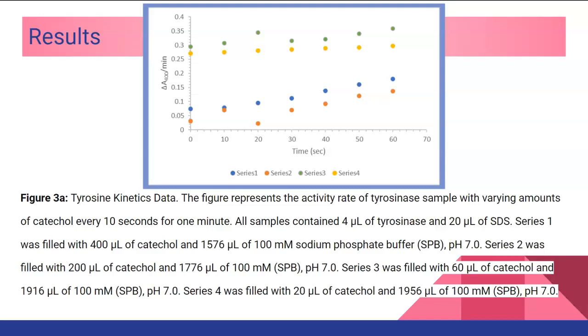In Series 1, the varied amount of catechol was 400 microliters, in Series 2 it was 200, in Series 3 it was 60, and in Series 4 it was 20. Now, as you can see, we got pretty consistent results, except it was expected that Series 1 would have a higher activity than the rest, seeing as the more substrate concentration, being the catechol, the more activity would occur as the substrate binds to it. However, that is not the case in this experiment.